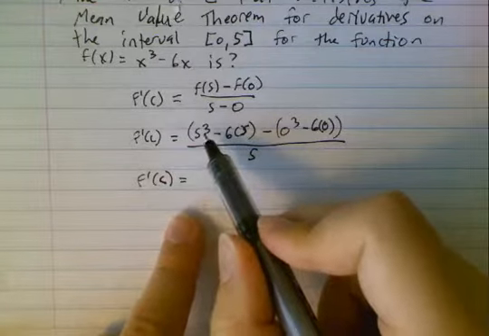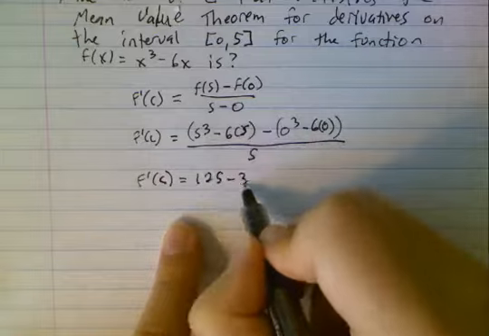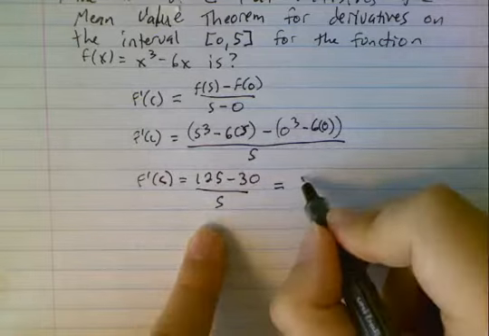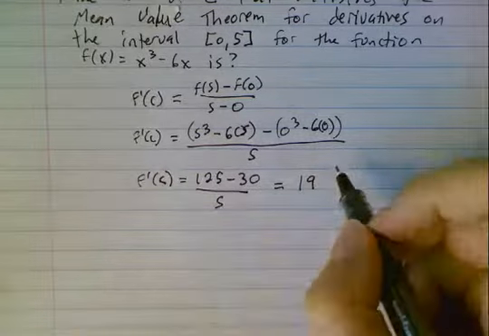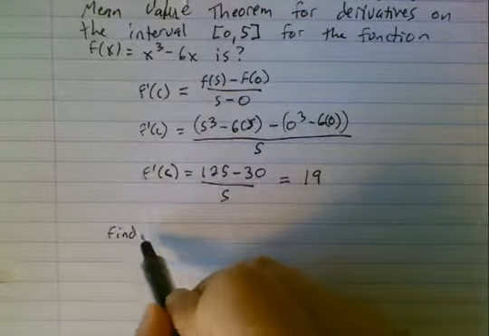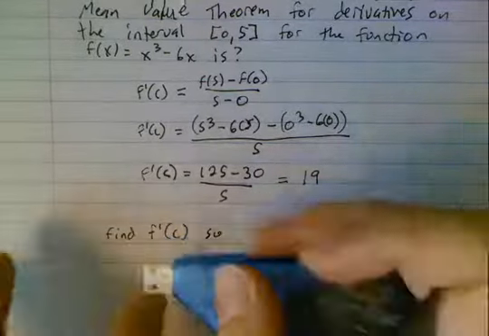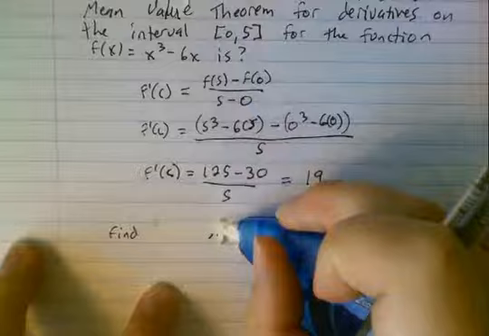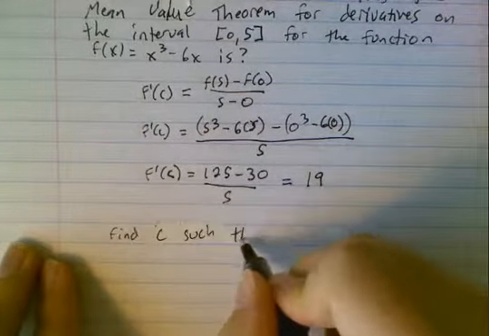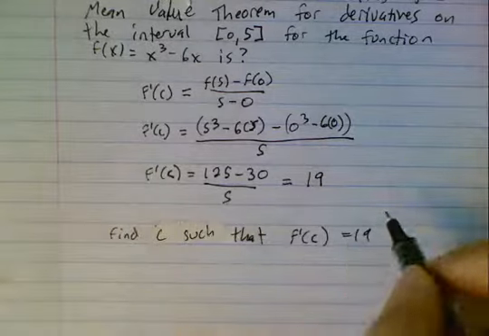So this is 125 minus 30 all over 5. That is 95 over 5, or 19. So that means our problem is to find c such that f prime of c equals 19.